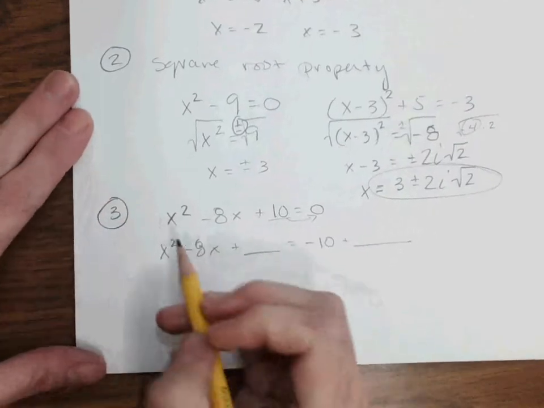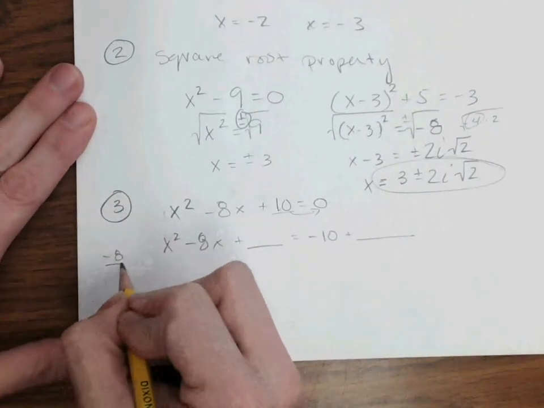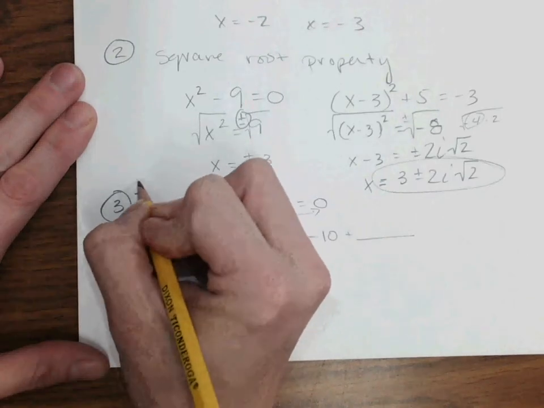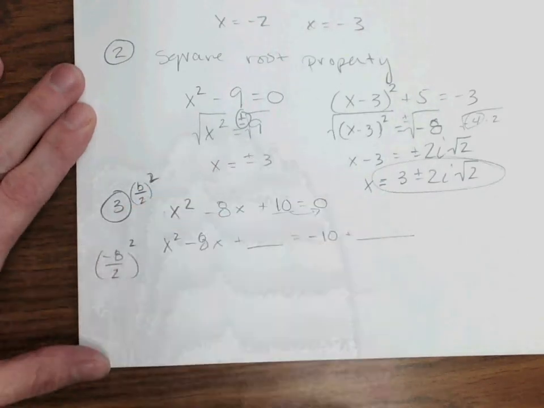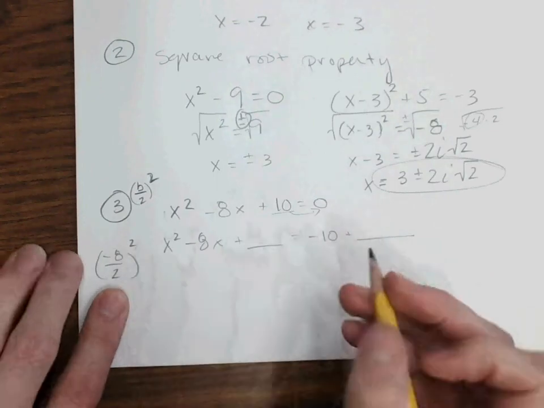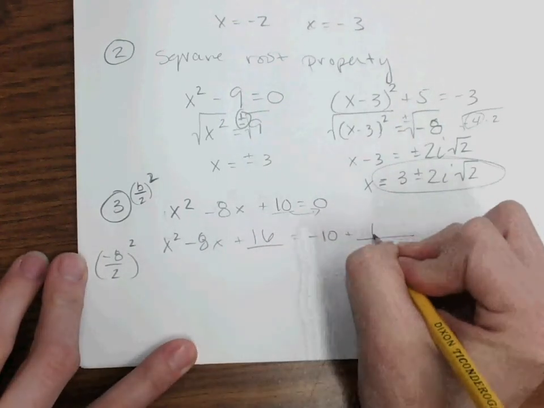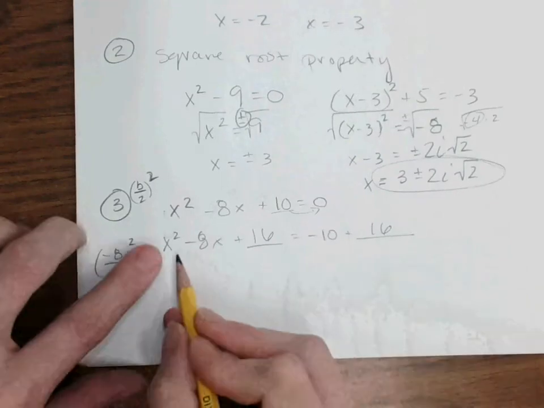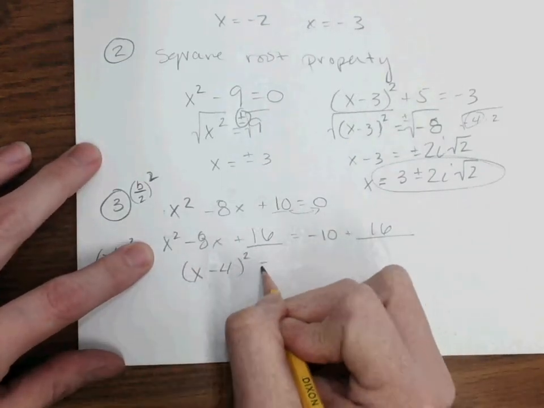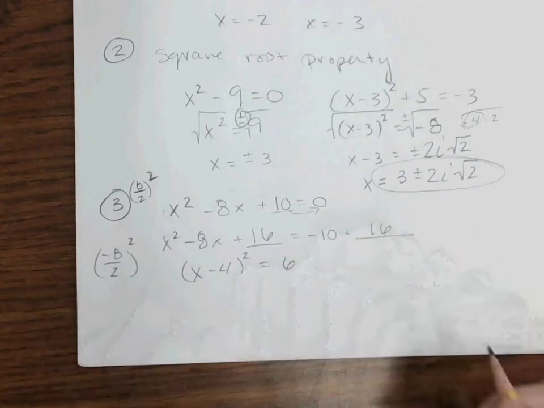So what I do is I take my b divided by 2 squared. Remember, b divided by 2 and then square it. That's what I'm going to add to both sides. So this is going to be a negative 4 squared, which gives me a 16 to add to both sides. This side factors into an (x - 4) quantity squared. This side gives me a positive 6.